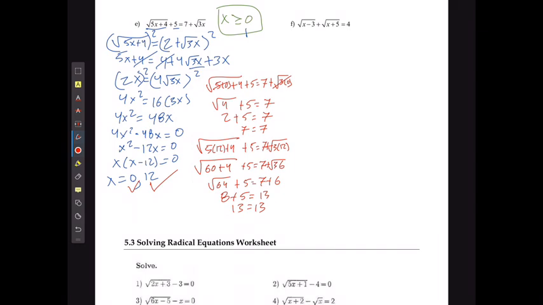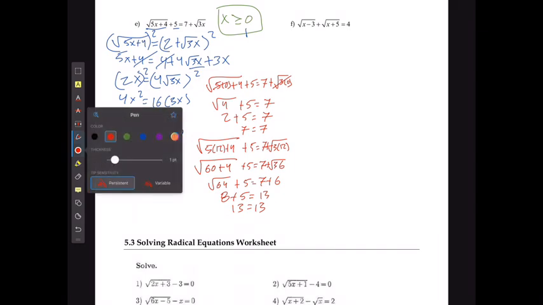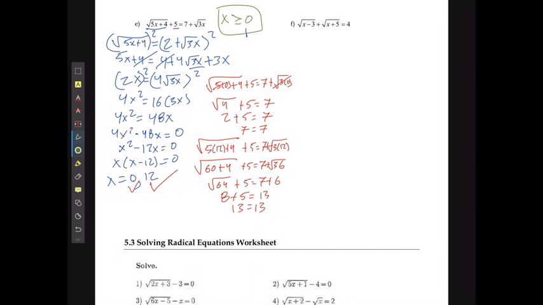All right, last case. So, first off, I'm going to state that the restrictions are either going to be x is greater than or equal to 3 or x is greater than or equal to negative 5. Well, the x is greater than or equal to 3 is going to cover all my bases. I'm going to isolate one of the radicals. Doesn't really matter, so I'm going to move that root x plus 5 over and say that root x minus 3 is equal to 4 minus root x plus 5.